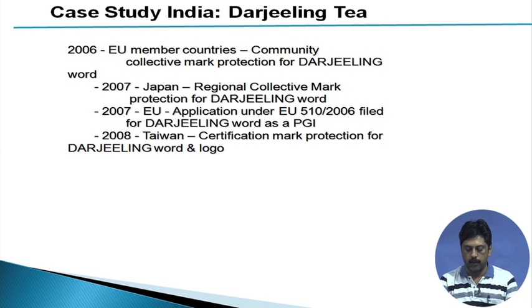Okay. So, what I want to mention is that these are case studies with reference to specific GIs in different countries, and they have been used as a potential tool for market access. So, geographical indications can be used as a potential tool for economic development.